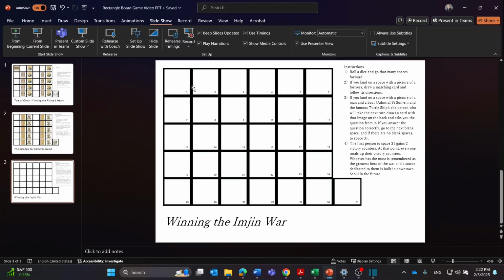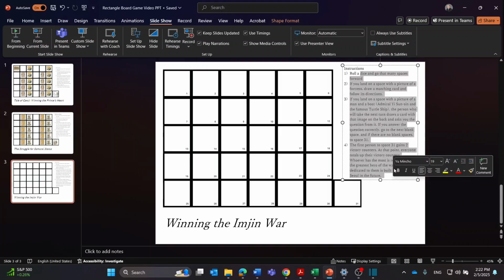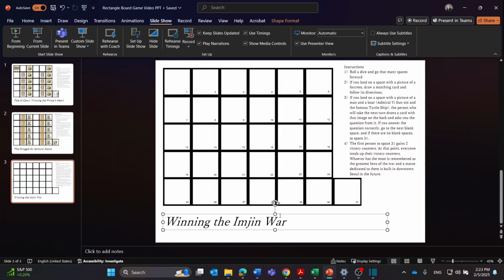So you can see here, it doesn't have the different card backs on it. So you can just paste in your own. There's the basic instructions there, but you can change what you want, and then you can change the title. So that makes things relatively simple.